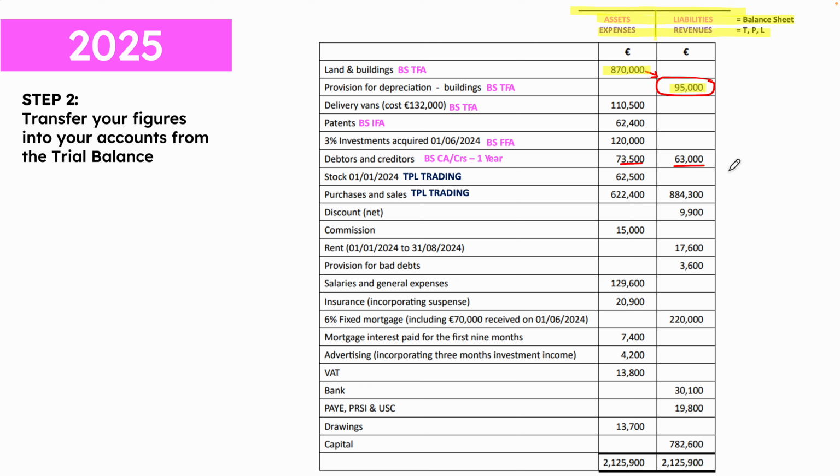Now, the discount here. Discount is on the right hand side, the credit side. Okay, so discount net, that just basically means the balance of the discount account. So you could have a discount balance on the debit side, and you could have a discount balance on the credit side, the right hand side. It's on the right hand side here.